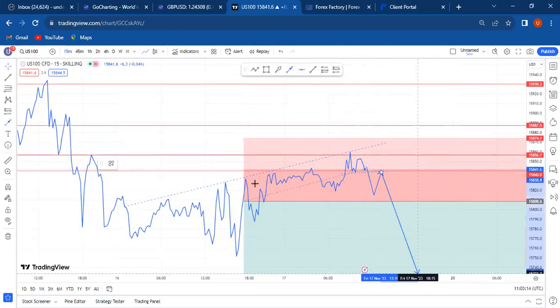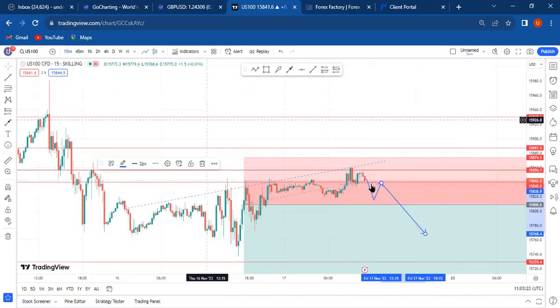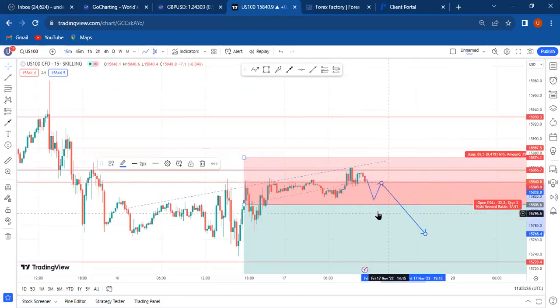So Nasdaq, I'm very, very bearish on Nasdaq. I'm bearish on Nasdaq, gold, and all that. So once price breaks this line, you could wait for a retracement before you sell. But I am very, very bearish on Nasdaq.